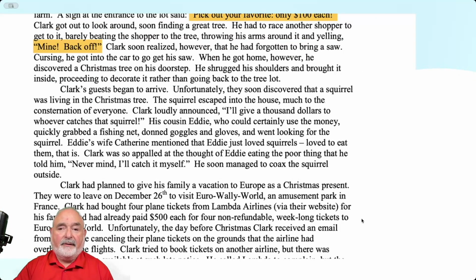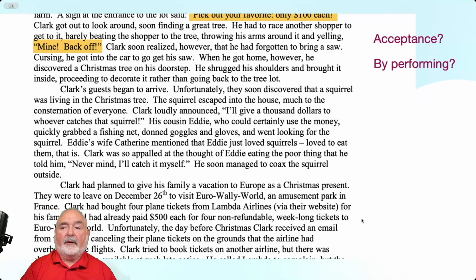He comes to the tree, beats another person to it and says, it's mine, back off. But then he realizes he didn't bring a saw, so he goes home. And is he accepting an offer by performing and grabbing the tree and claiming and saying it's mine? By virtue of doing that, is he essentially accepting the offer from the sign at the front? Again, we don't know, but those are issues that we've spotted, so we make notes of those and we move on.